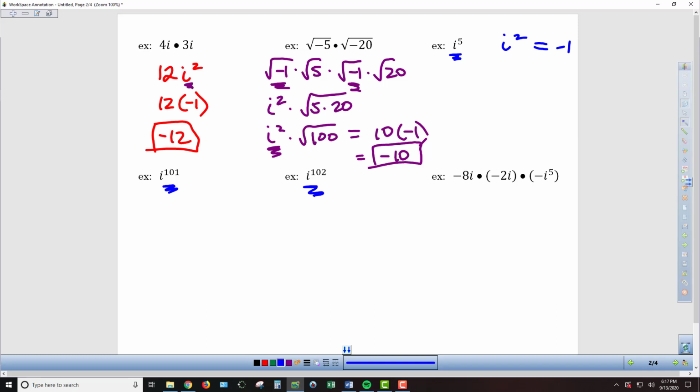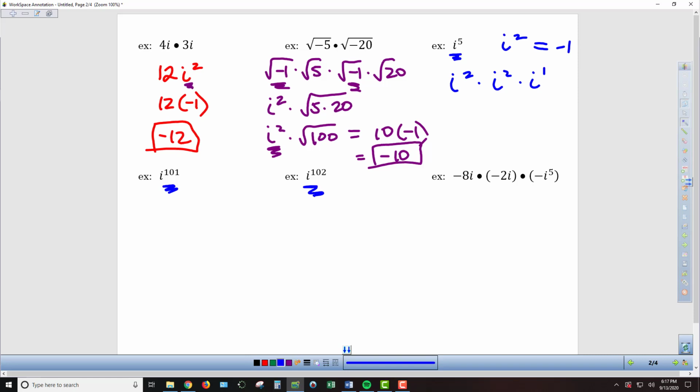So in a circumstance like i to the fifth, I want to rethink this as i squared times i squared times i to the first. First of all, this does indeed equal i to the fifth, because when I'm multiplying like bases, from our rules of exponents, we're just going to add up those exponents. So 2 plus 2 plus 1 equals 5, so i to the fifth.